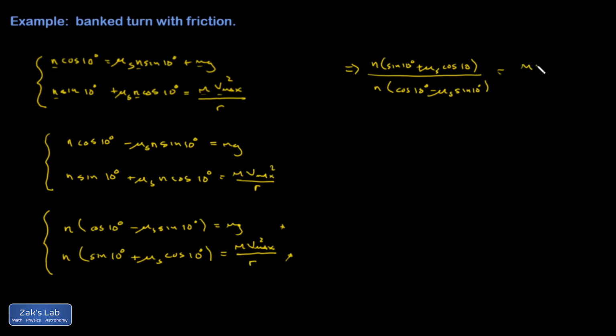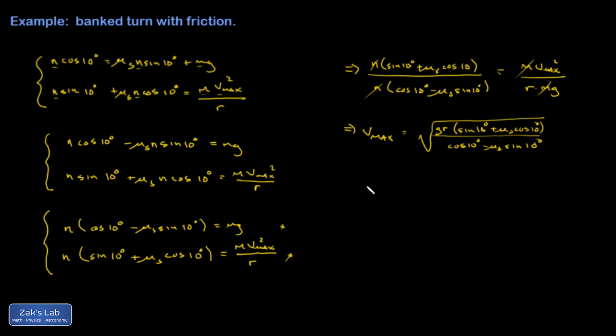equals m v max squared over r, and then I divided that by mg, so that puts an m and a g into the denominator. And there's the moment where my m's cancel, so the mass of the car doesn't matter. The N's cancel, which I'm happy about just because I'm not interested in calculating it. And then all I have to do is multiply both sides by gr and take the square root. So I'm pretty much there. I have v max is equal to, let's see, I had gr times the quantity sine 10 degrees plus mu s cosine 10 degrees over cosine 10 degrees minus mu s sine 10 degrees, all square rooted.